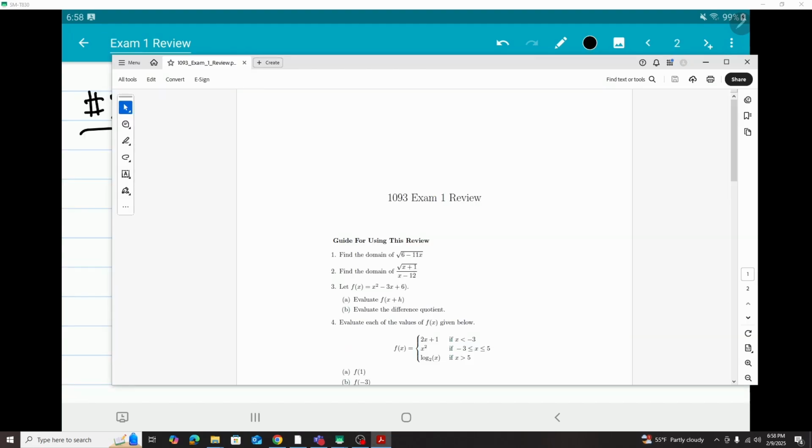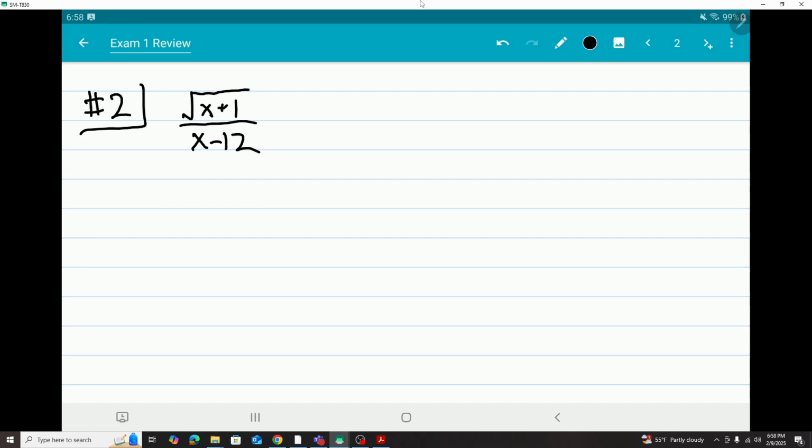Problem 2. Find the domain of the fraction square root of x plus 1 divided by x minus 12. So because we have a fraction here, we need to make sure that we're not dividing by 0. That should be the first thing that sticks out. But, and this is one thing students tend to forget, we also need to check the domain of the numerator and denominator. So here if we look at square root of x plus 1, that has domain.